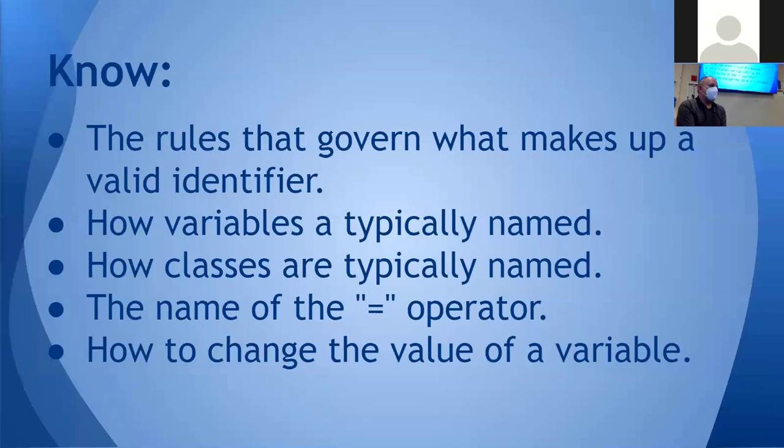How are variables typically named? Well, they usually start with a lowercase letter, and then for every subsequent word in the name, instead of a space, you put a capital letter. That's called camel case. Kind of looks like a camel if you look at it.